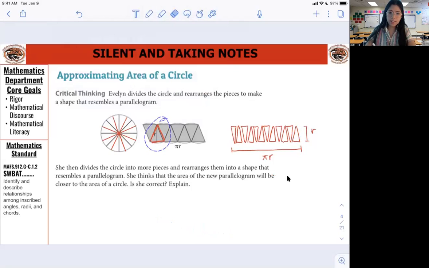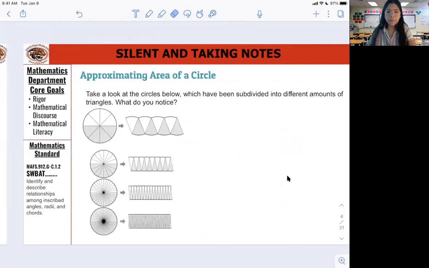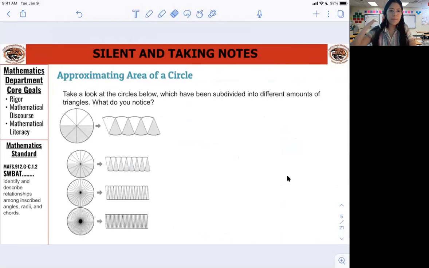Yes, Perla, what Perla just said in the chat is 100% correct. If you divide it, the more pieces of pie, the more slices of pizza that you have, the closer you get to the actual number for the area. So let me show you a picture. Take a look at this example.